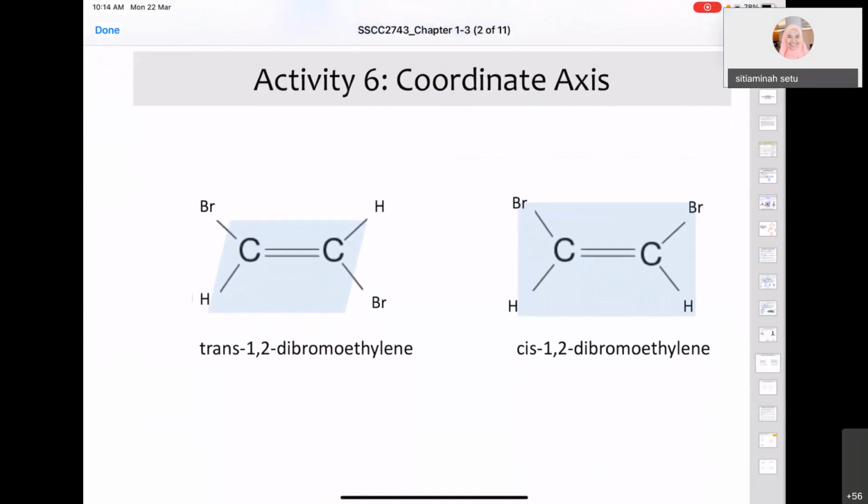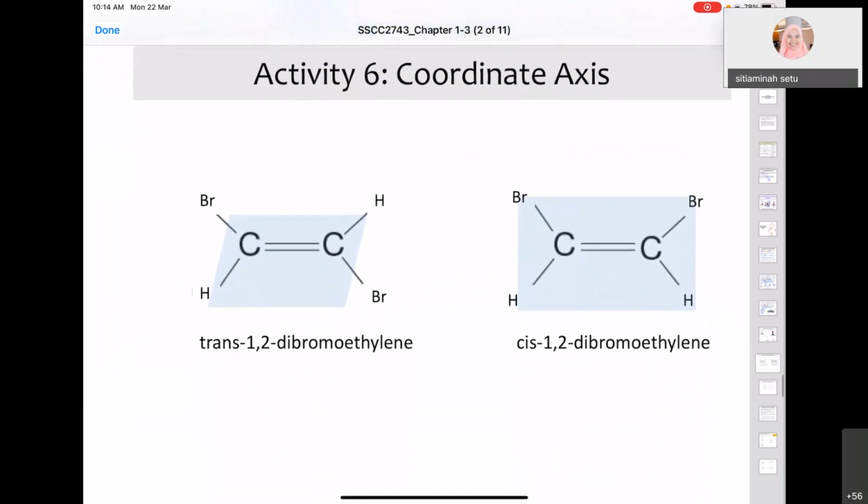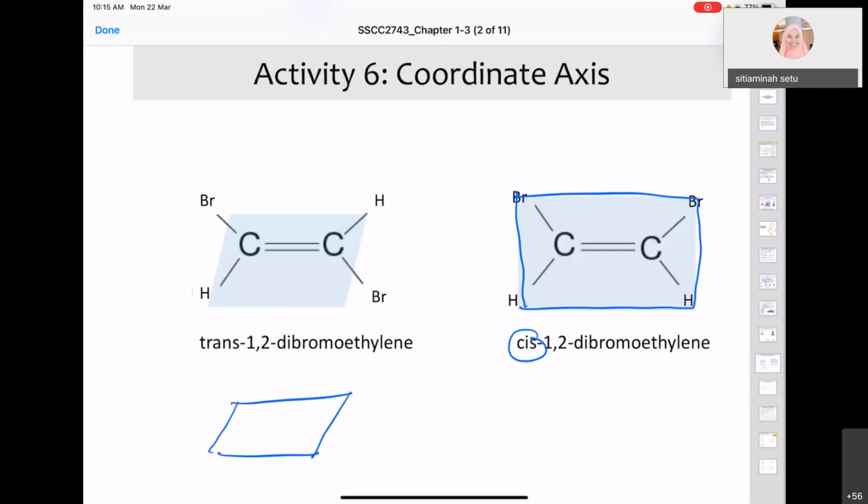Okay, activity 6 coordinate axis. Ada trans 1,2-dibromoethylene and also cis 1,2-dibromoethylene. Okay, kedudukan molekul ni dia lain sikit. Cis ni dia punya plane dia adalah dekat screen. Okay, plane dia adalah dekat screen. Trans ni dia baring sikit. Okay, kalau saya lukis semula dia terbaring sebenarnya. Cis ni dia berdiri, trans ni dia baring.